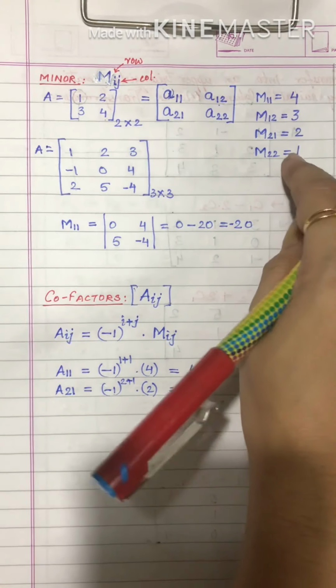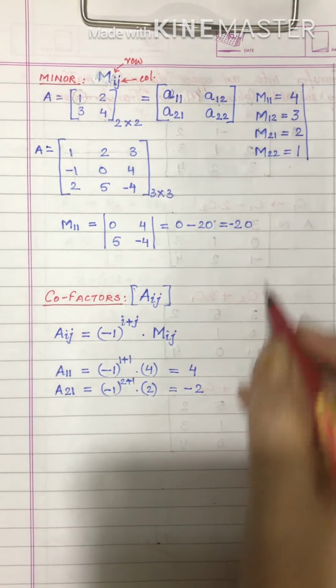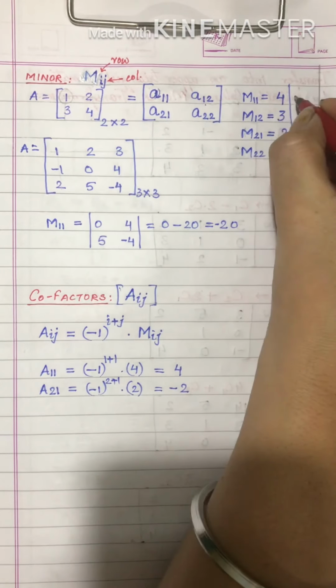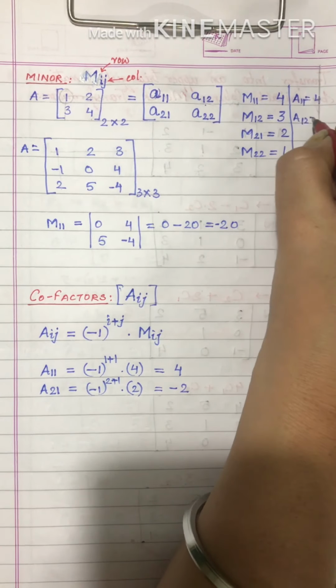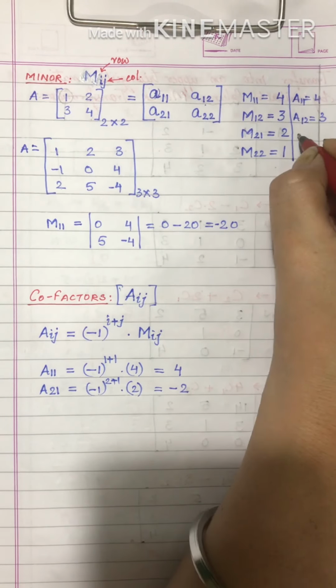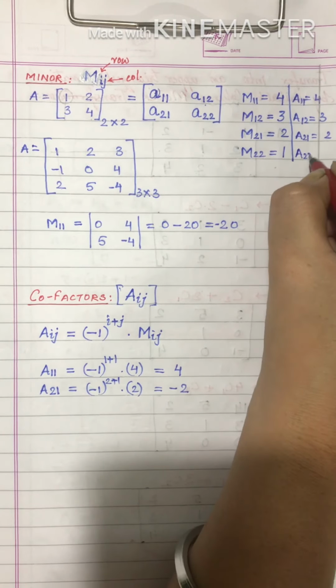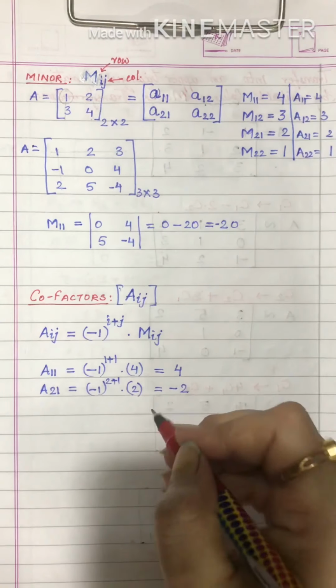One thing you note down here, let's say I try to write the cofactors here beside. So A11 we will get 4, A12 we will get 3, A21 we will get 2, and A22 we will get 1. Values you will get same, but check out the sign here.